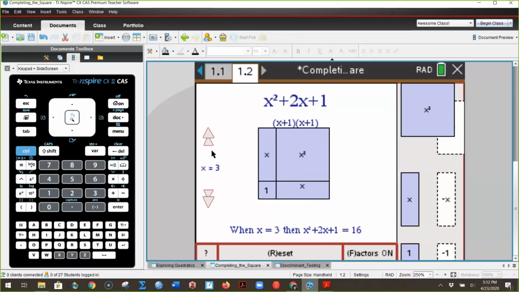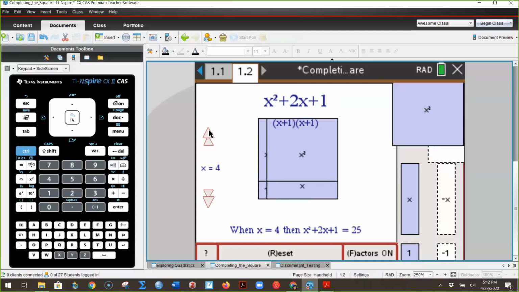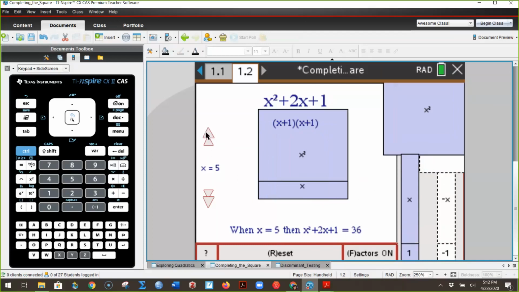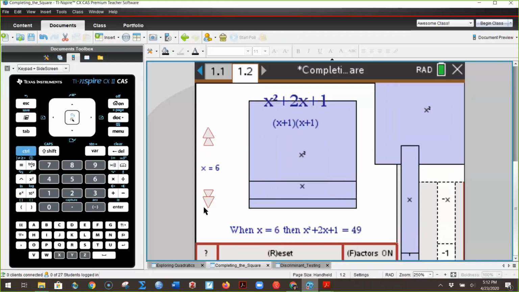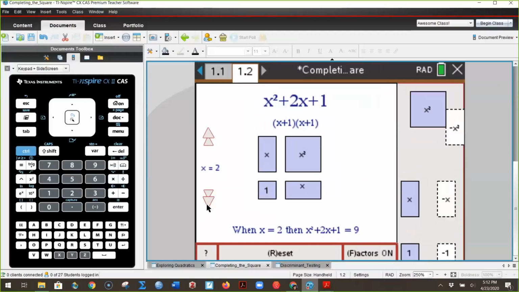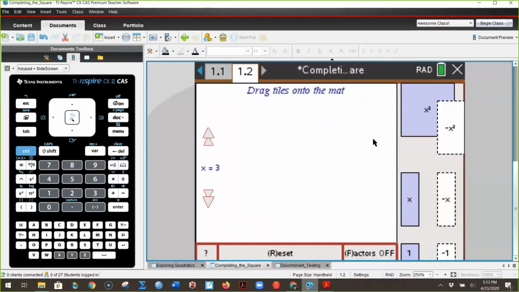Now, what's also cool about this is if I increase the values for x, it will evaluate the expression with that value in here, and I can see that this is a perfect square value. As I'm doing this, it's scaling them and making it hard to read, but I do have that ability. I'm going to reset it. I'm going to do another one.